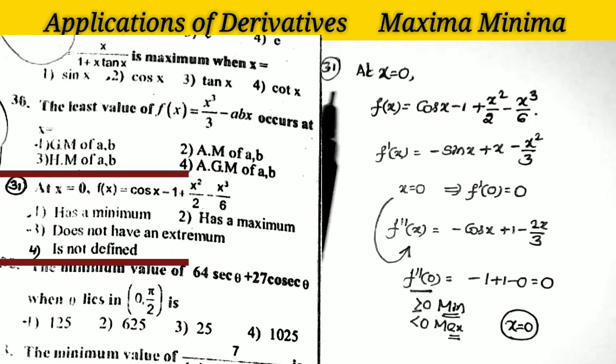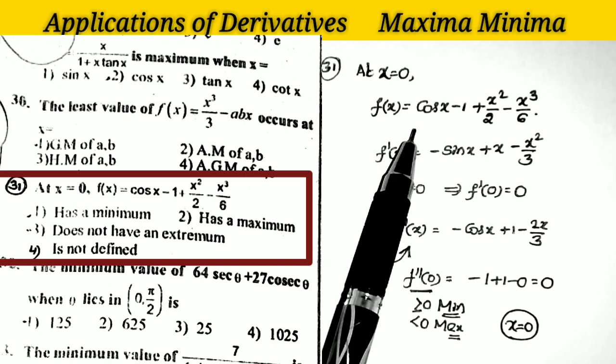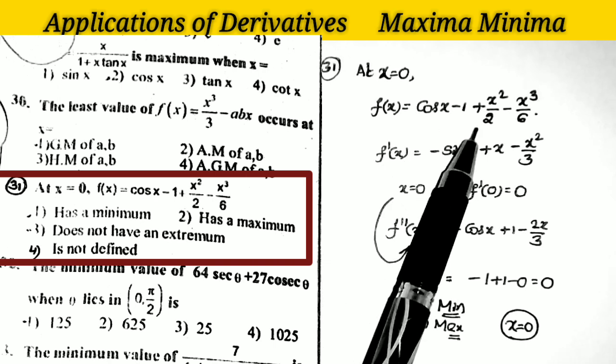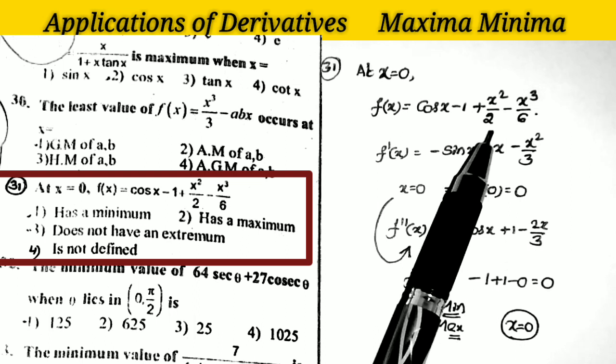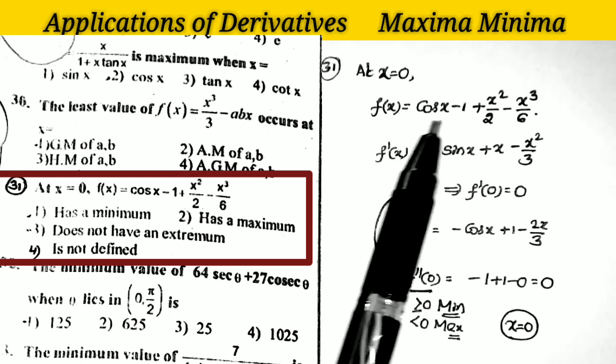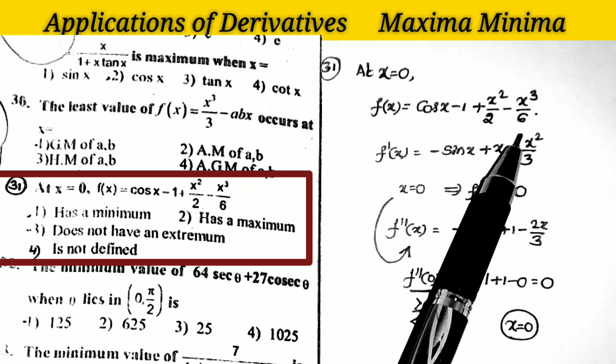The question is: at x is equal to 0, f of x is equal to cos x minus 1 plus x square by 2 minus x cube by 3. The options are like it has the minimum value or maximum value, like that.